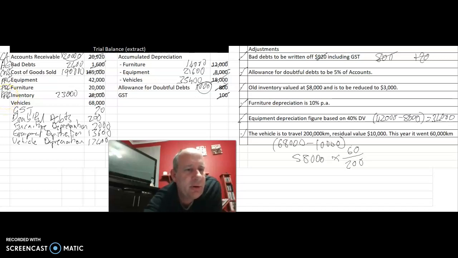Sorry, that one's wrong. Inventory. Inventory's not going to be that. Inventory's going to be current asset. Vehicles is your PPE. GST becomes a current asset because the government owe us. Doubtful debts, AE. Furniture depreciation. Equipment depreciation, well, it depends what type, but at the moment we'll just put it as AE because it doesn't say shop equipment, and vehicle, we'll put that as a DC.